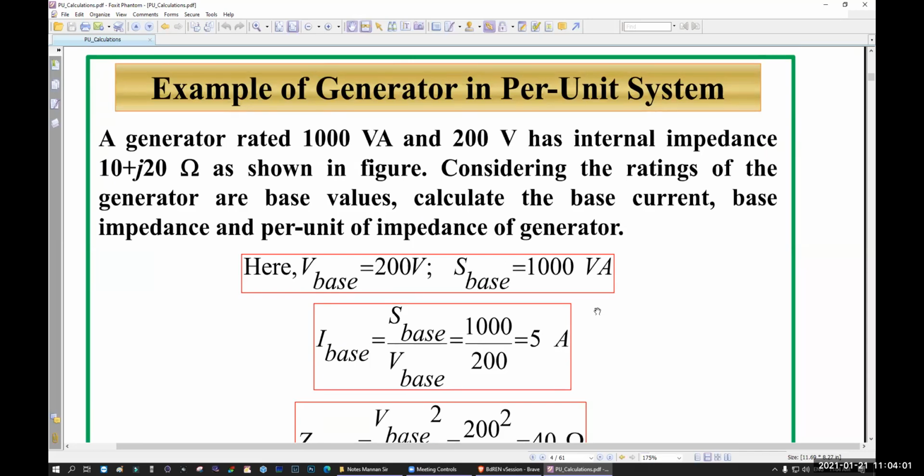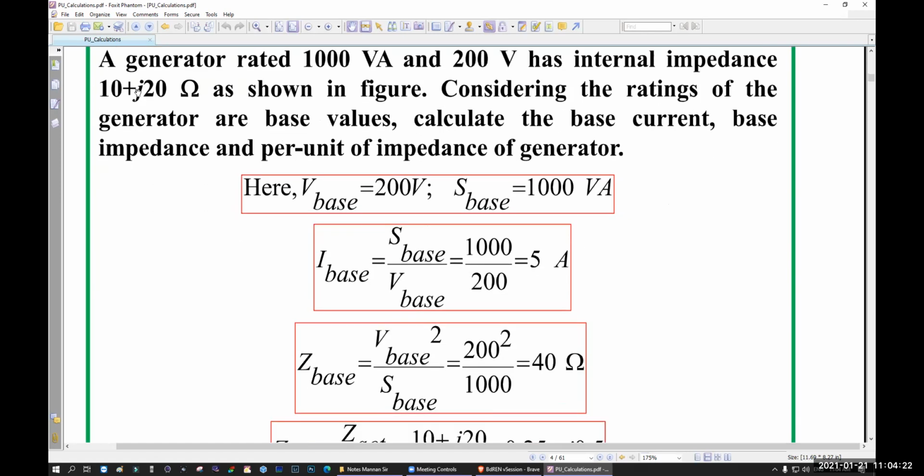Because always remember, in power system analysis, if you do a math, it will be more clear to you. Theories are a bit confusing sometimes. So if your theory is confusing, go do a math. Then that will clear you up. And an example is here. Example of generator in per unit system.